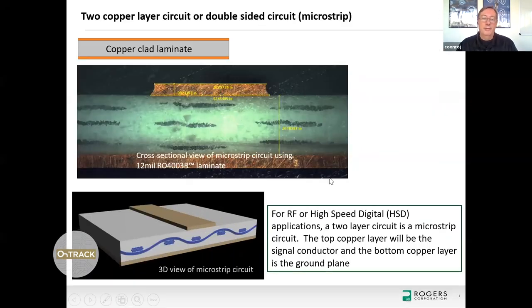So just to make a very simple two copper layer circuit, double-sided circuit, you can simply take a copper clad laminate and selectively etch off the copper that you don't want, leaving behind the copper you do want for the circuit traces. And that could be a microstrip circuit. Microstrip is very simple, just a signal conductor on top, ground plane on the bottom. And it's used a pretty good amount in RF applications and some high-speed digital, even though, to be honest, high-speed digital uses stripline a lot more than microstrip. But that's just a simple way to think about making a two copper layer circuit.